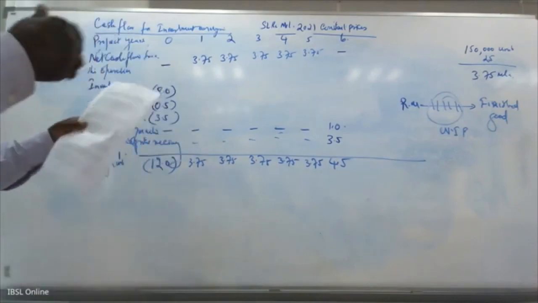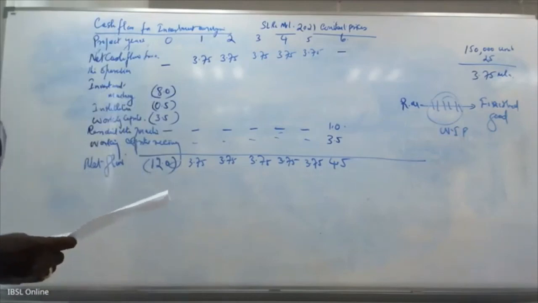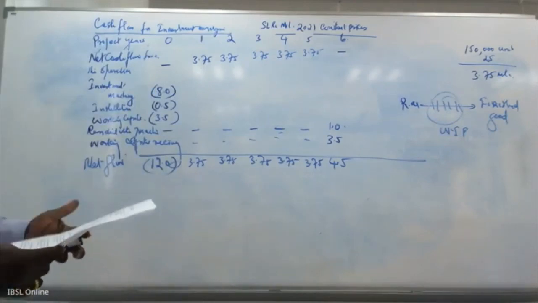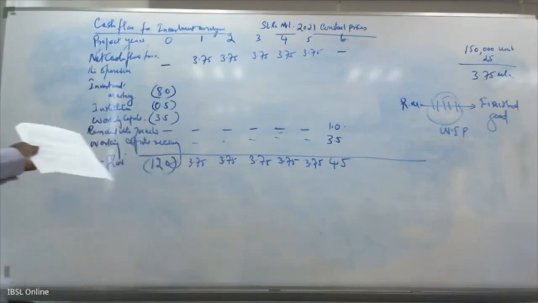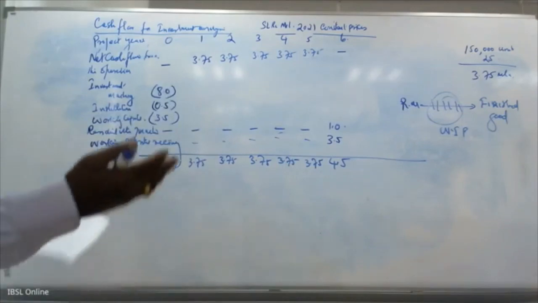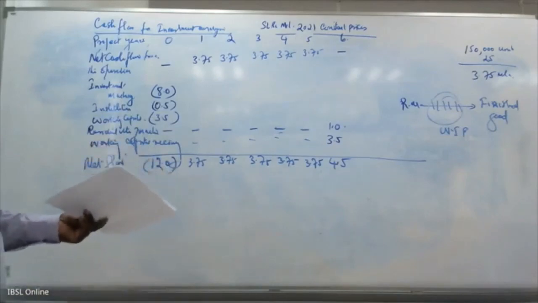So now you discount it. Now, what interest rate? 14%. They are going to borrow this one at 14%. So now discount it at 14% and get the NPV. If the NPV is positive, it is worthy. If the answer is negative, it is not worthy.